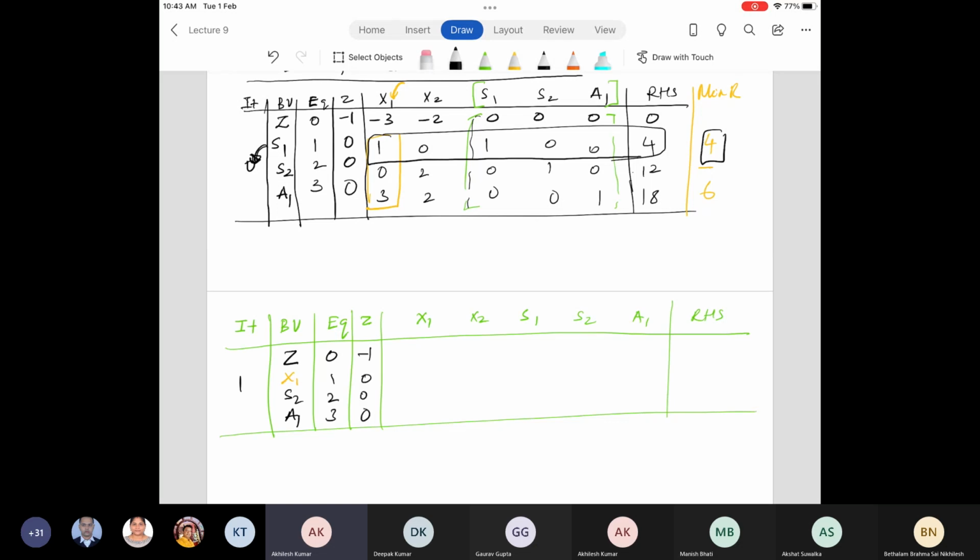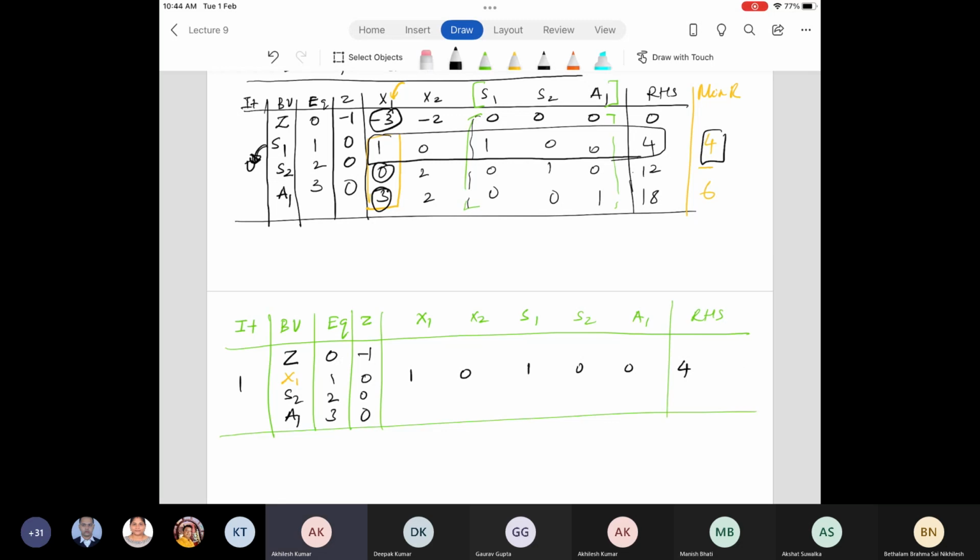Minus 1, 0, 0. Now, it is already 1, so I don't need to do anything; the pivot number I have to make 1. So the coefficient becomes 1. I will copy it as it is: 1, 0, 1, 0, 0 equals 4. Now I need to make this 0. This is already 0, and this as 0.